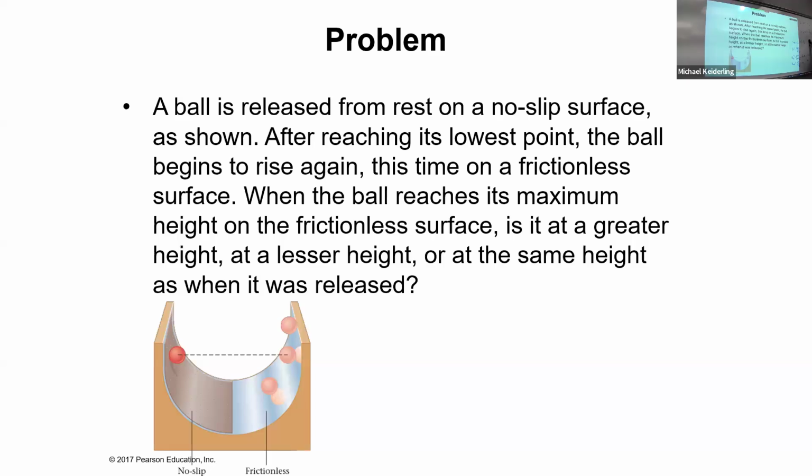Okay. So here we have a ball that is released on a no-slip surface from rest, as shown, and it will roll without slipping down this half of the curve. Then when it begins to rise again, it's on a frictionless surface. When the ball reaches its maximum height on the frictionless surface, is it at a greater height, a lesser height, or the same height as when it was released? I will let you think about that for a few minutes.